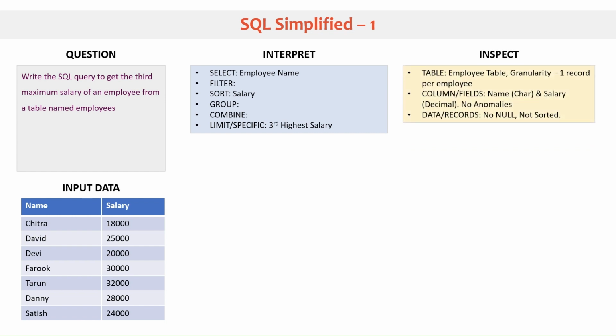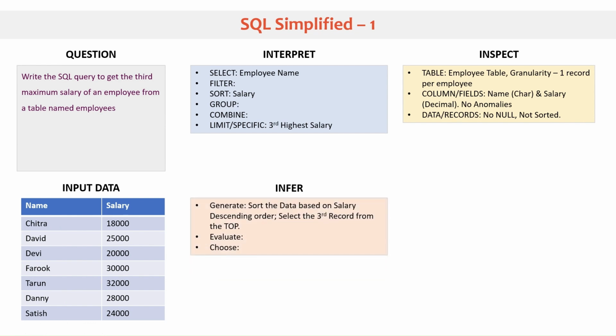The second is inspecting. Let's inspect the table. Which table do we have? We have the employee table, and what is the granularity? It is one record per employee. That is what I see right now. The employee name is a character field, and the salary is more of a decimal field. We don't see any anomalies like negative numbers or very huge numbers or any boundary which is distinctly different. There are no null records, and it's not sorted. So now we have inspected the table and each and every field. This is good enough for this simple problem.